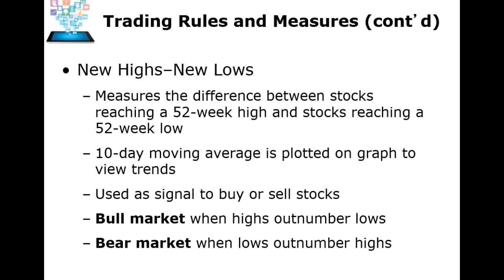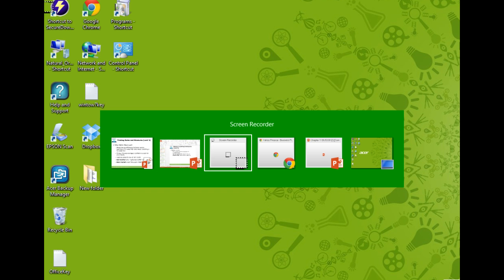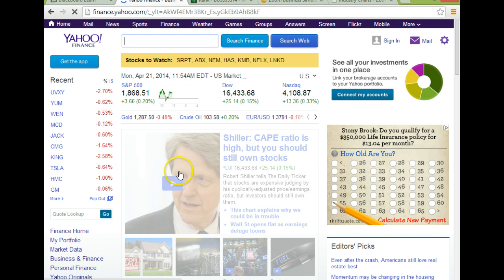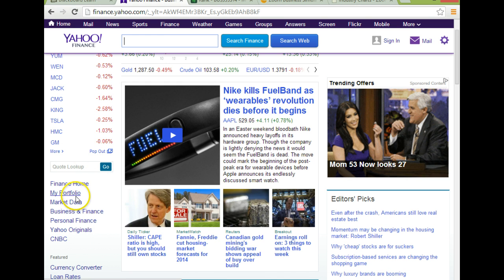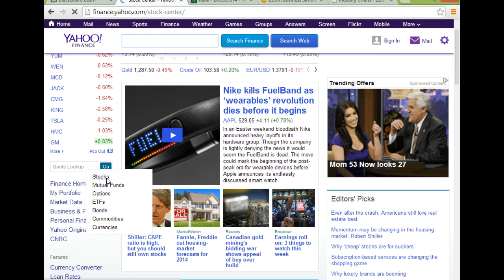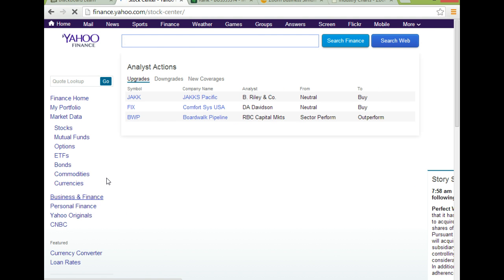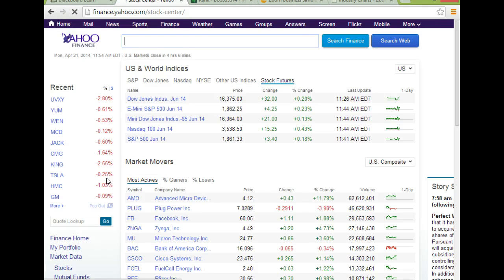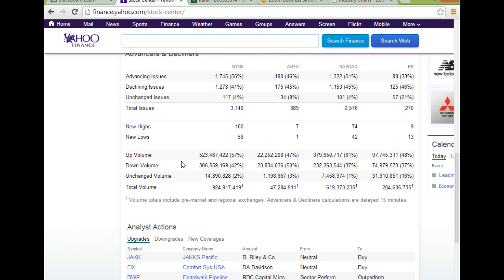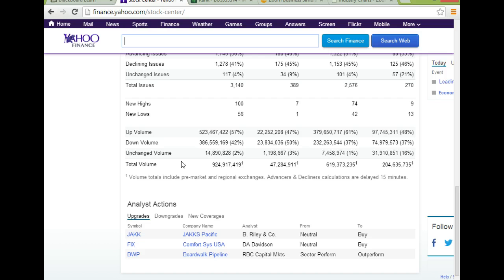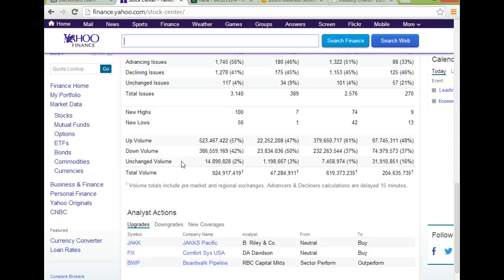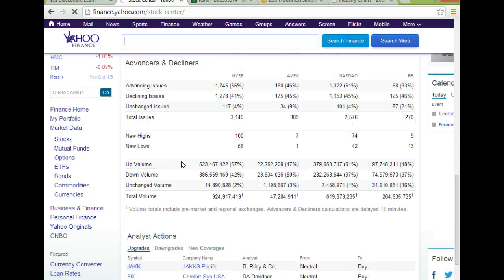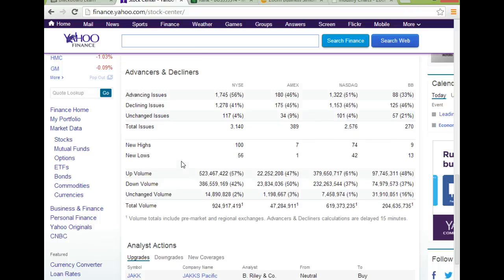And if we look at the 52-week highs and new lows, if we go to Yahoo Finance and click on market data and then stocks, we have here the advances and declines. We have the new highs and the new lows. And we can see that today there's 100 new highs and 56 new lows. So that's overall a positive thing.